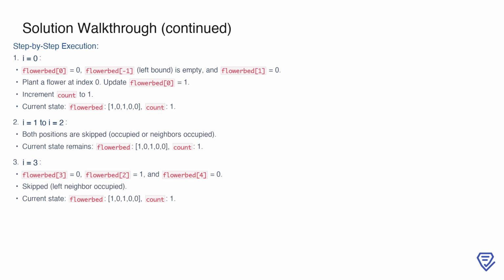Moving to indices 1 and 2, both positions are skipped. Index 1 is skipped because it has a neighbor at index 0 that is occupied, and index 2 is skipped because it is already occupied. At index 3, the spot is empty, but its left neighbor, flowerbed 2, is occupied, so we cannot plant a flower here either. The flowerbed remains 10100 and count is still 1.